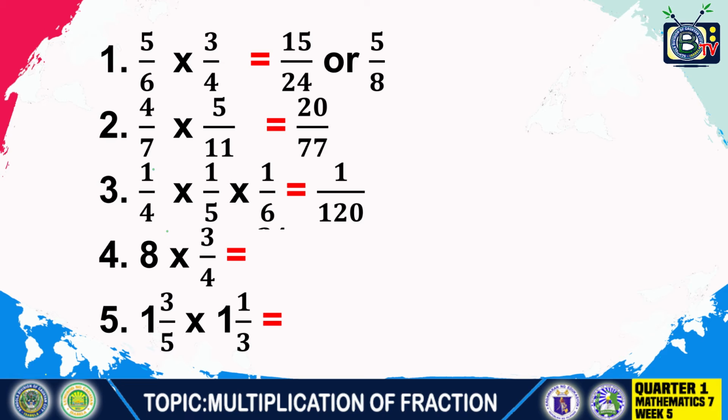8 times 3/4. 5 seconds. Okay, what's the product of 8 and 3/4? So, the product is 24 over 4. And as you can see, we can divide 24 by 4 exactly, and that's equal to 6. Therefore, the product of 8 times 3/4 is 6. Did you get the correct answer, class? Okay, let's have the last, number 5. 1 times 3/5 times 1 and 1/3.